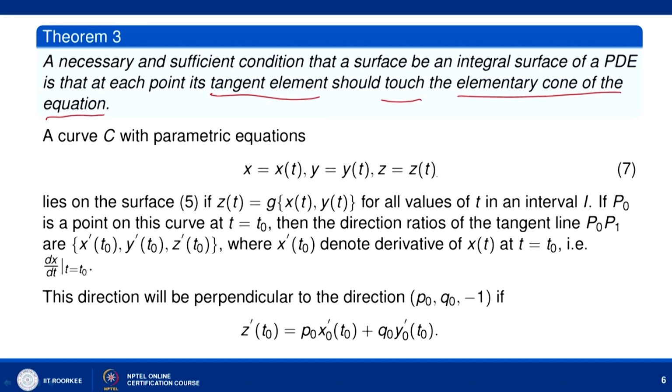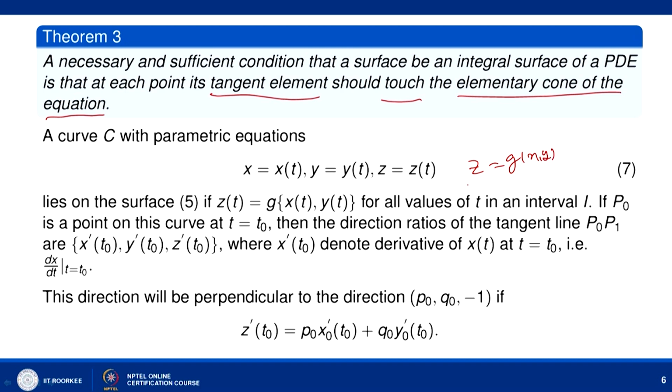So, now we want to find the integral surface using this geometrical idea, and we are trying to find this integral surface as a totality of curves lying on the surface. For that, we look back at the curve, and here let us say a curve C with parametric equations x = x(t), y = y(t) and z = z(t) lies on the surface z = g(x, y).